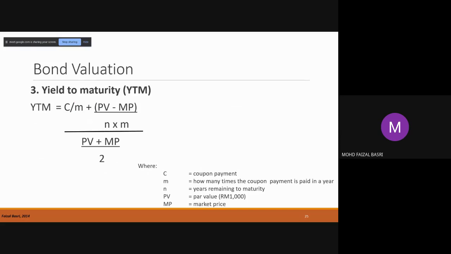Plus PV, the par value, which is 1,000 ringgit, minus the market price. And again, if you recall, market price can be at a premium or discount, which is higher or lower than 1,000 ringgit. We divide PV minus MP by the N. N refers to how many years left until maturity. Not the original amount of bond, but how many years left until maturity.